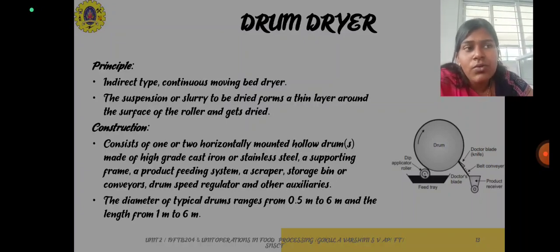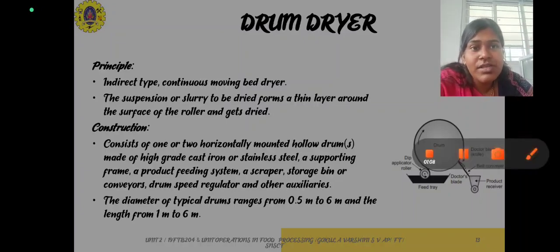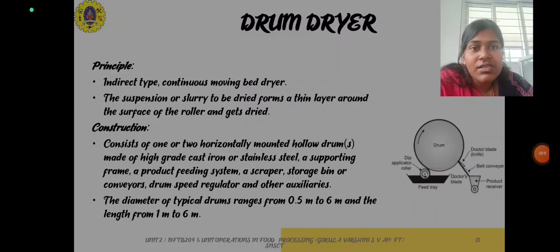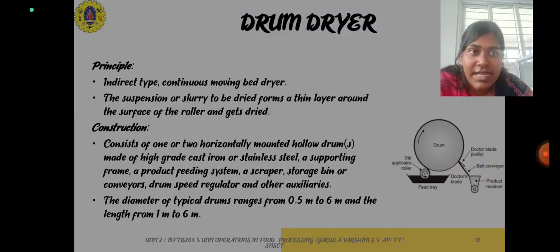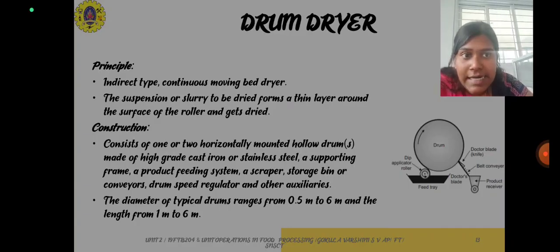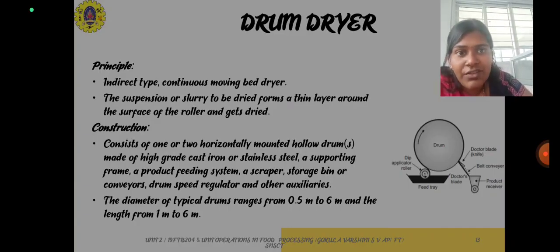So how is it constructed? First, construction: it consists of one or two horizontally mounted hollow drums made of high grade cast iron or stainless steel, a supporting frame, a product feeding system, a scraper, storage bin or conveyors, drum speed regulator and other auxiliaries. The diameter of a typical drum ranges from 0.5 meter to 6 meters and the length from 1 meter to 6 meters.